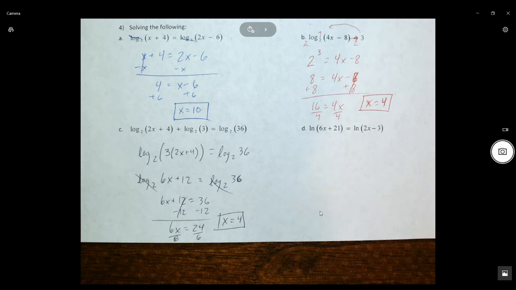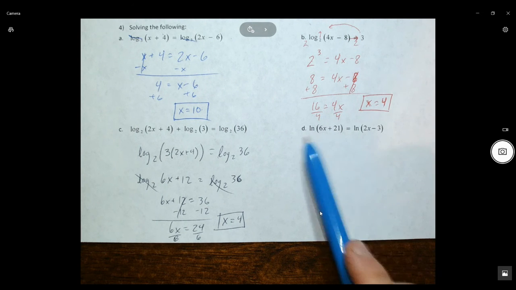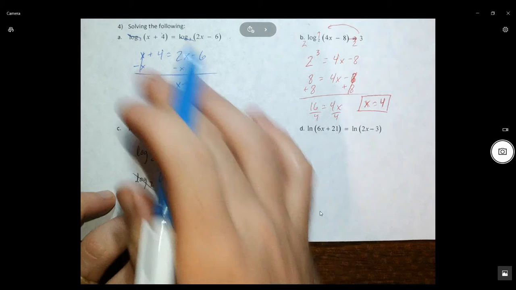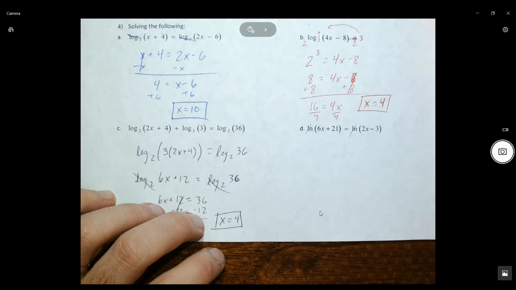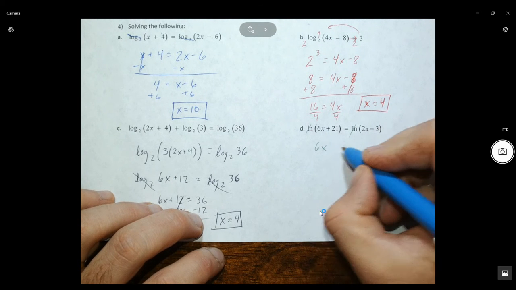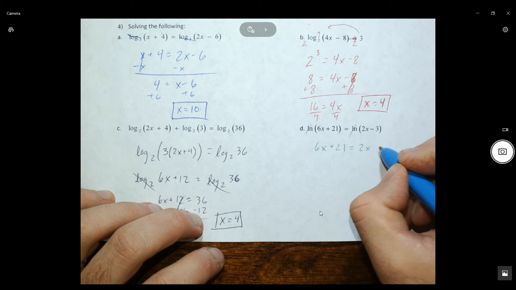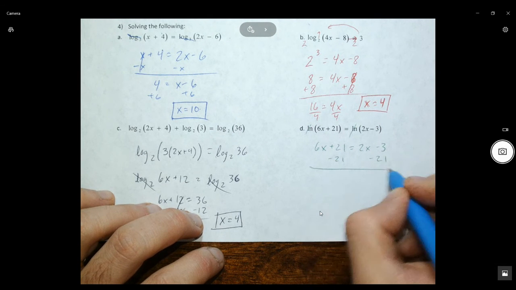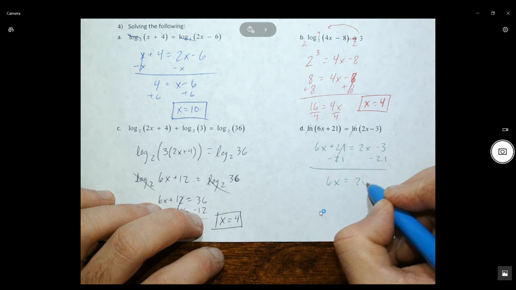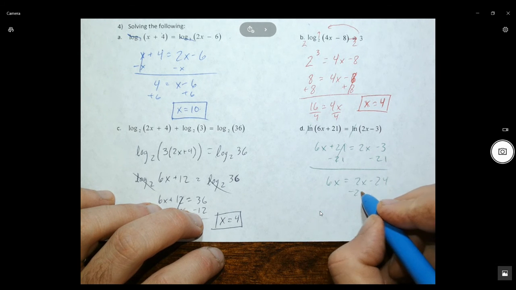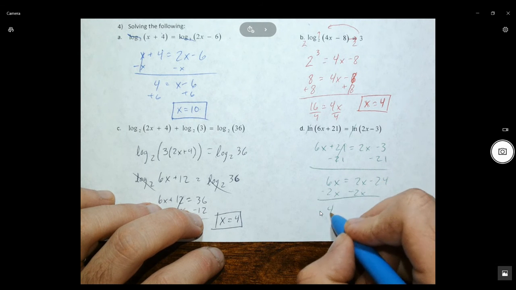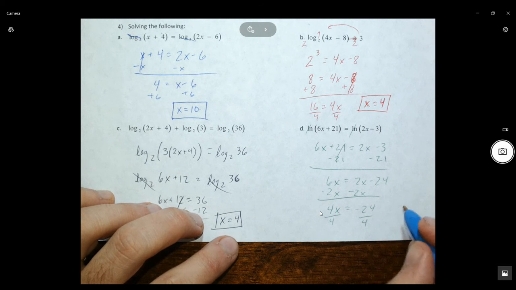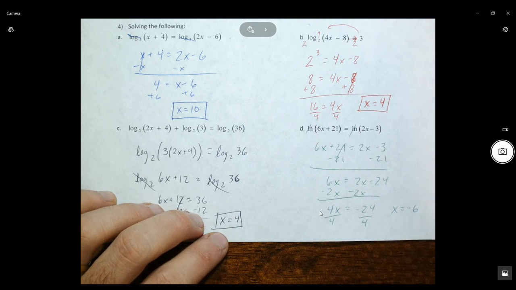All right, letter D. Have the natural log on both sides. Remember, natural log is just log base e, so it's the same thing. It kind of goes back to A here. I can get rid of these natural logs. So I just get 6x plus 21 is equal to 2x minus 3. I want to subtract this 21. 6x is equal to 2x minus 24. Subtract the 2x, and then divide by my 4 here. And I end up getting x is equal to negative 6.